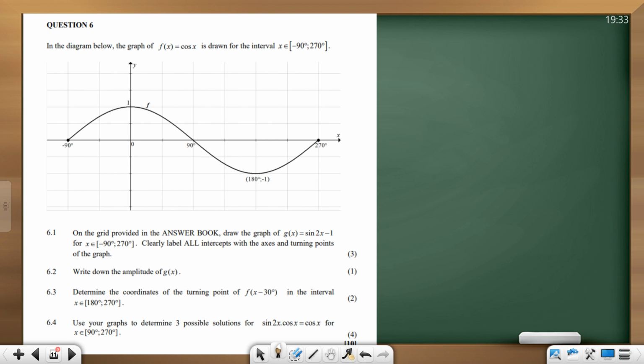I wanted to ask you a few questions in plotting this graph. In the diagram below, the graph of f of x equals cos x. This is a normal cos x, right? It's drawn between the interval 90 to 270. On the grid provided, draw the graph of sine 2x minus 1. What will you do?